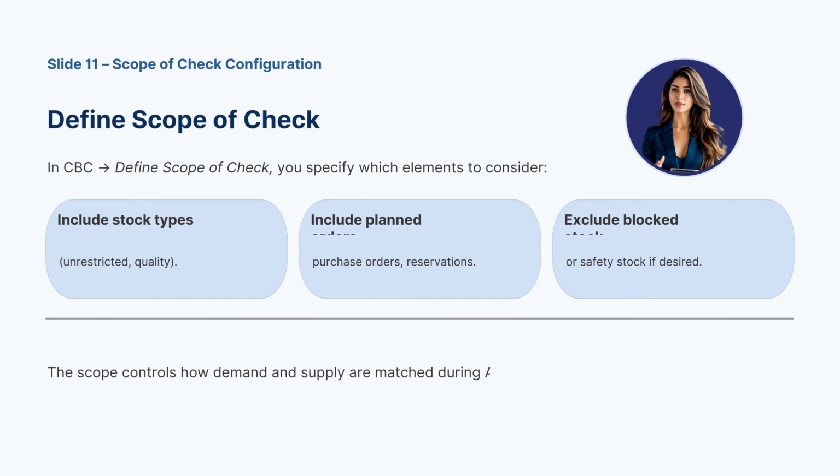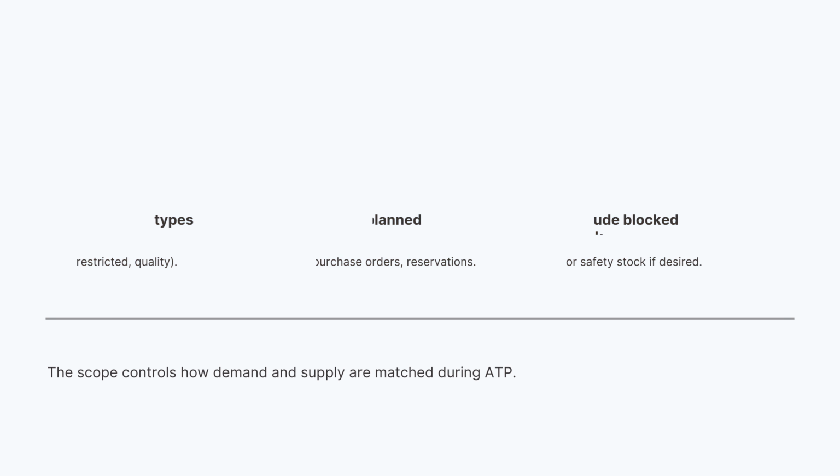The scope of check defines what stock and requirements ATP should consider. In CBC, under Define Scope of Check, include or exclude elements like unrestricted stock, planned orders, purchase orders, reservations, or safety stock. For example, you may include quality inspection stock but exclude blocked stock. This configuration determines the depth of your ATP evaluation.